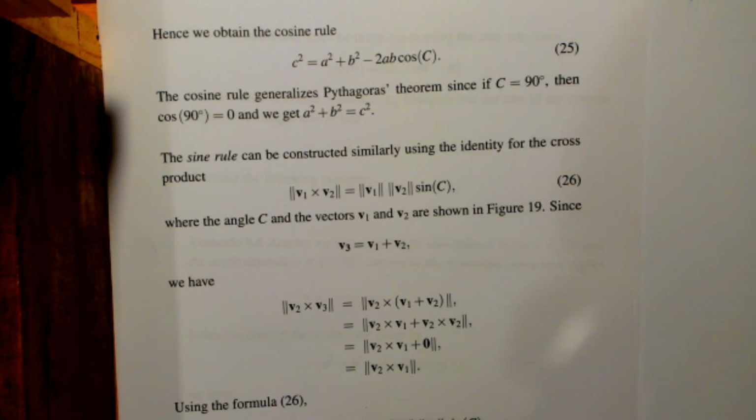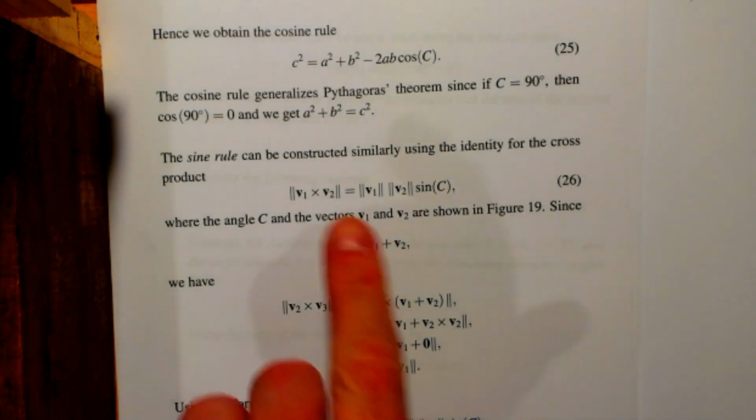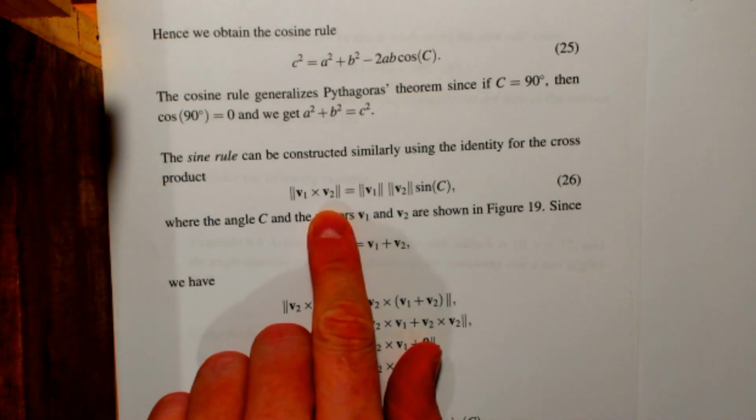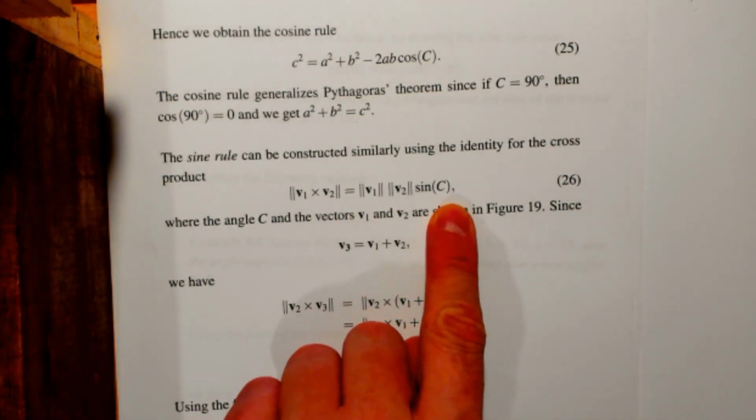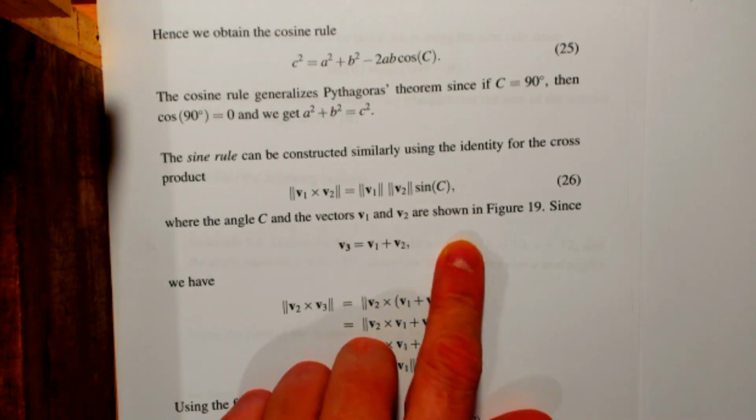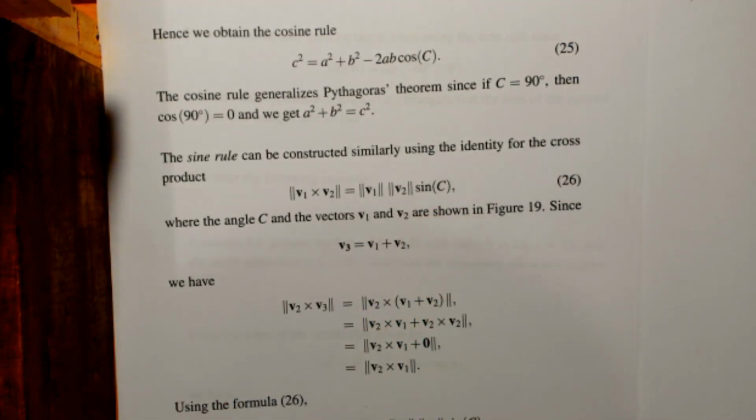Okay, next up, the sine rule can be constructed similarly using the identity for the cross product. So we've got this identity for the norm of the cross product. The norm of V1 cross V2 is the product of the norms times the sine of the angle between them. And again, we would have to take that angle between them as theta.